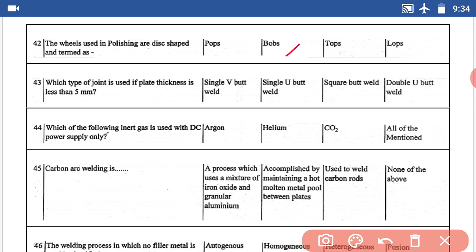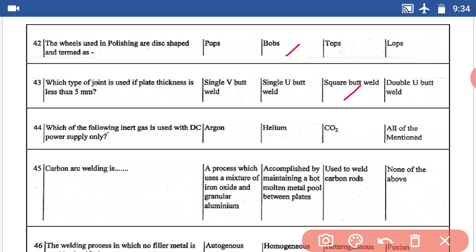Question number 43. Which type of joint is used if plate thickness is less than 5 mm? This question's answer is square butt joint. Option C is the correct answer, square butt weld.